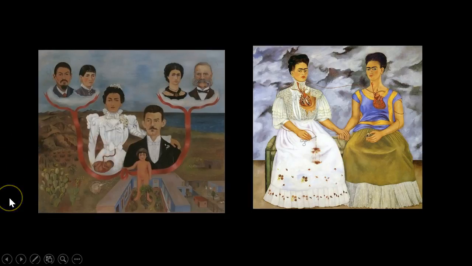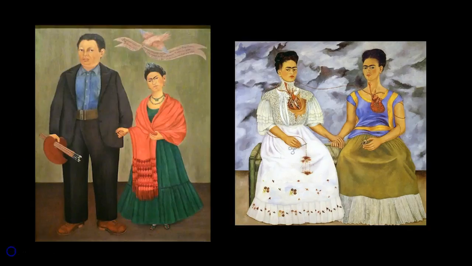In her brief lifetime, Frida Kahlo painted about 200 works of art, many of which are self-portraits. With the exception of a few family trees, the double portrait with Rivera and the two Fridas represent a departure in her body of work, or her oeuvre. You'll probably hear that term. It's spelled O-E-U-V-R-E, and that's basically an artist's body of work.